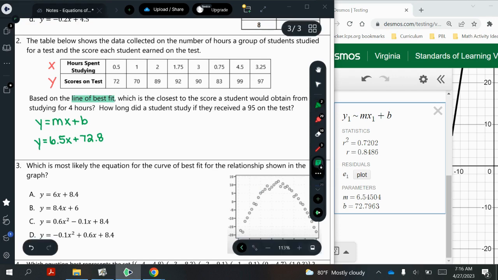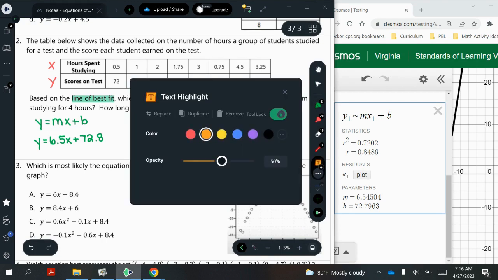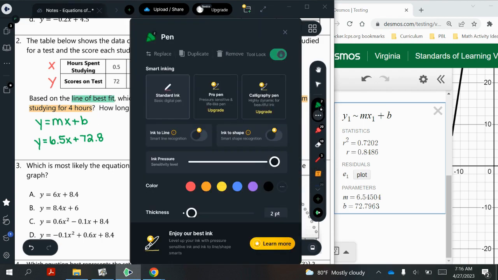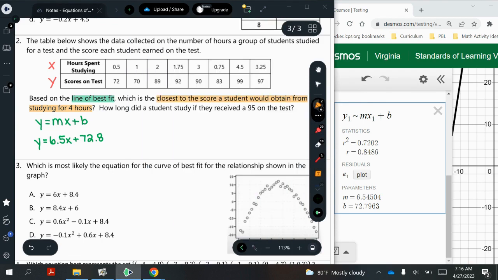We're going to go ahead and look at the closest to the score a student would obtain from studying for 4 hours. So right away, this 4 is going to be representing my hours. Well, if we look back in my table, the hours was my x value. So that is going to be what I'm typing into Desmos. x is equal to 4.